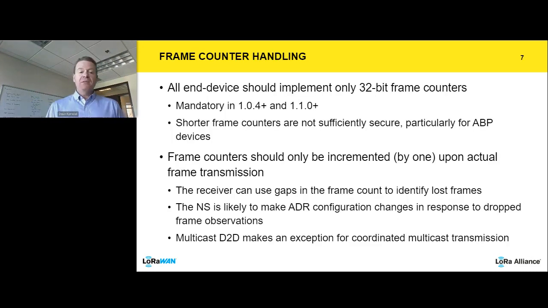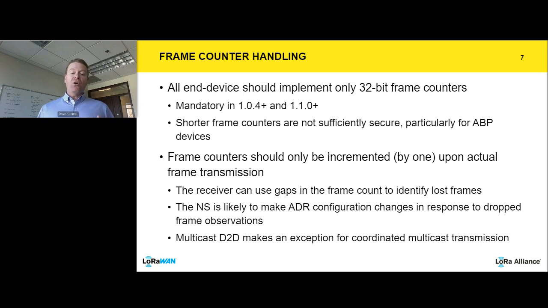Frame counter handling is another important topic. The frame counters are an integral part of the security solution for LoRaWAN. As of 1.04, the most recent LoRaWAN specification, as well as 1.1 and beyond, all frame counters need to be 32-bit frame counters. And we recommend that for all devices, really, regardless. That was optional prior to those specifications, but it is required now, and we recommend that regardless. Shorter frame counters are really just not sufficiently secure, and they can potentially allow for replay attacks.